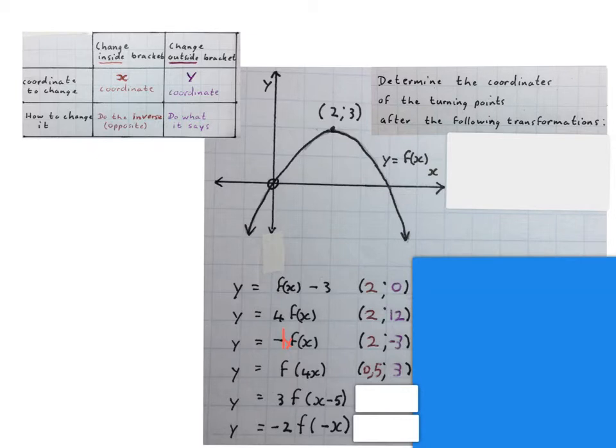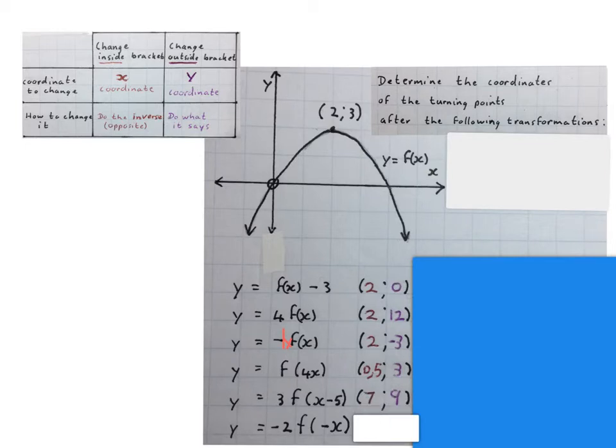The next transformation, there is 2 transformations. One outside the bracket and one inside the bracket. The 3 outside the bracket will influence the y value, and I will do what I see. So it says here 3 times. So I'll go to the y value and times it by 3. That'll give me a 9 in the y position. And then it says here, in the bracket we have x minus 5. I do the opposite. I plus 5 to the x value, and I will get a 7. So the new coordinate will be 7, 9.